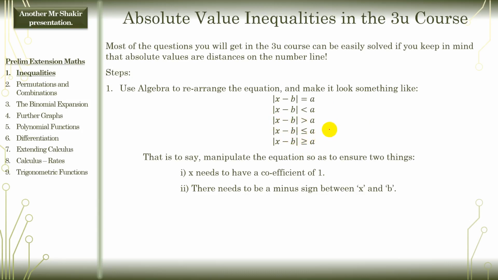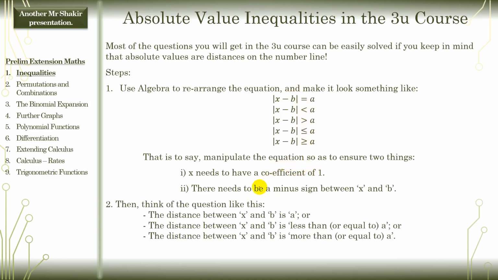So step 1, use algebra to rearrange the equation and make it look something like the following. Regardless of whether it's equals, less than or equal to, or greater than or equal to, you want x to have a coefficient of 1, and you need to have a minus sign here and a number over here. And then think of the question.